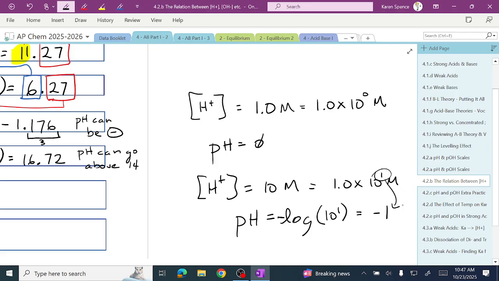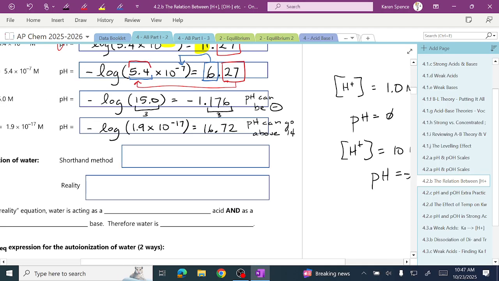Basically, it just goes over the scale. Yeah, it just goes over the typical scale that we're used to seeing. So the scale doesn't end at 0 and 14 is what we're saying. Yeah? Okay. It doesn't end where we think it ends. It just doesn't usually go in that direction because usually our hydrogen ion concentrations are smaller than that. But it can, yeah. Yeah, theoretically, yeah.